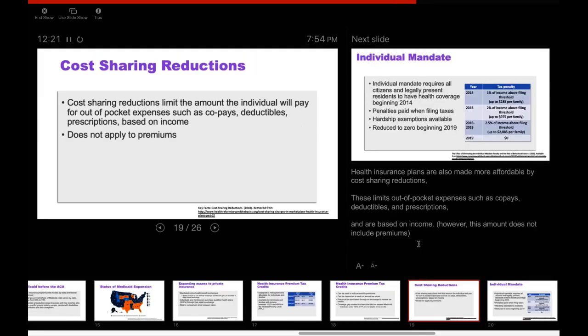Health insurance plans are also made more affordable by cost-sharing reductions. These limits on out-of-pocket expenses, such as copays, deductibles, and prescriptions, are based on income. However, this amount does not include premium payments.